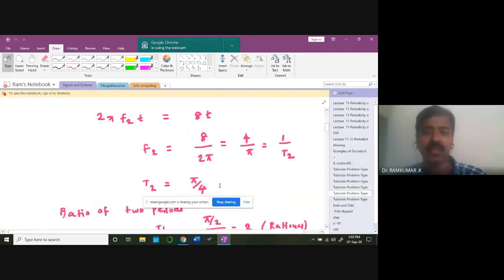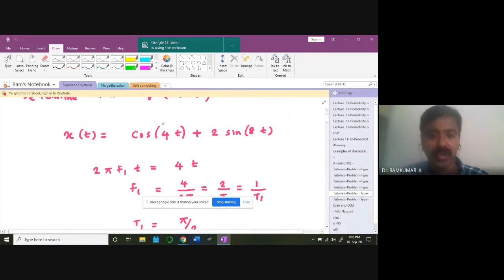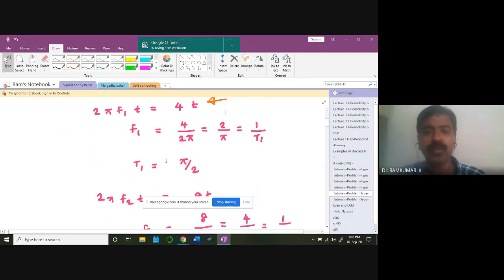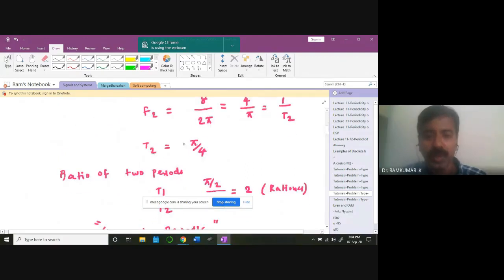Now look at the third case of problem. Determine the periodicity. For example, I have two waveforms, cos 4t and sin 8t. You know how to compute the periodicity property. 2 pi f1 t equal to 4t. Therefore, f1 is equal to 2 by pi. For the first waveform, f is equal to 1 by T, the time period. Therefore, f1 is equal to 1 by T1. For the first signal, the time period is pi by 2. You can easily compute this. In the same manner, you can compute it for the second signal, sin 8t. That's going to be T2 equal to pi by 4.